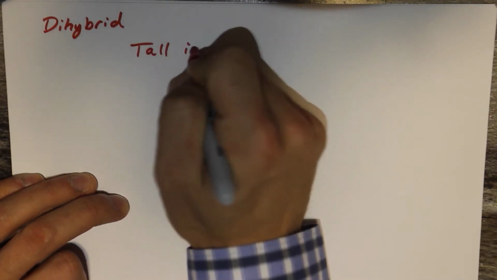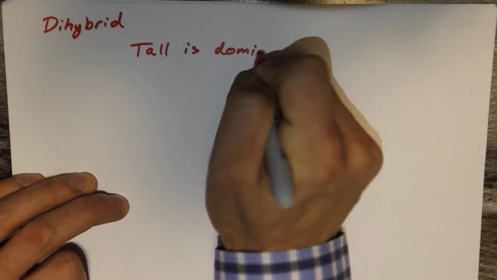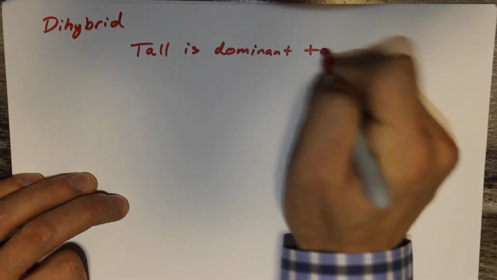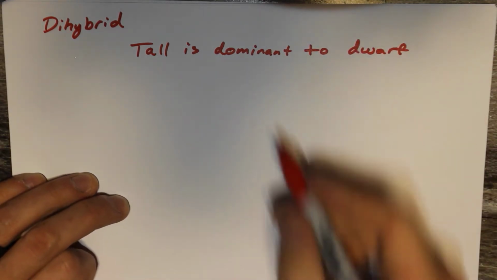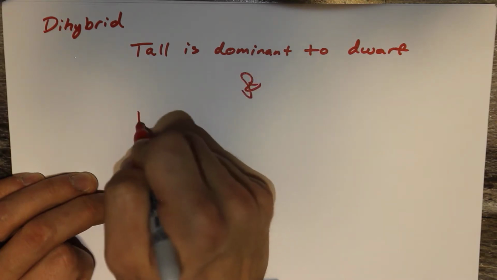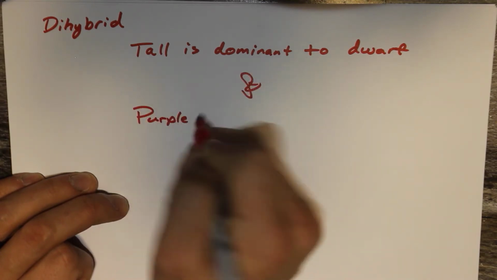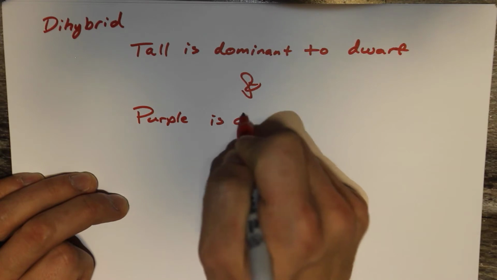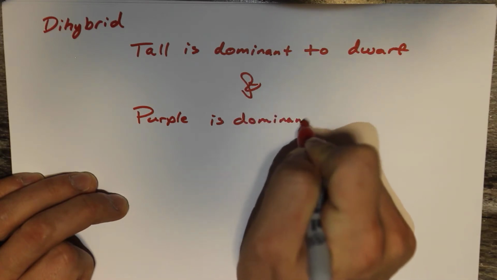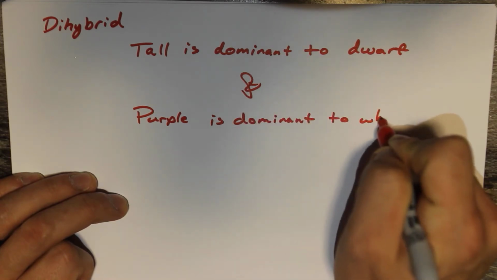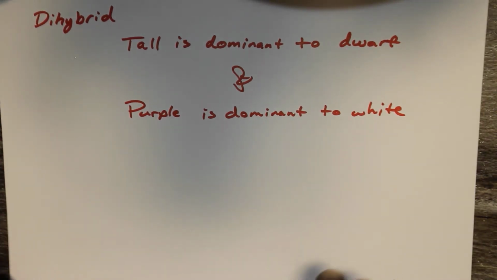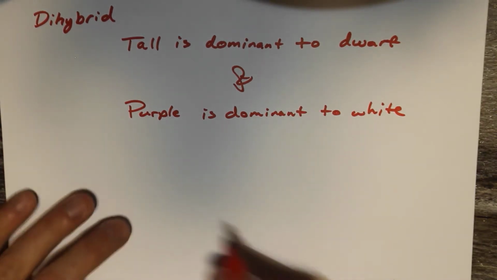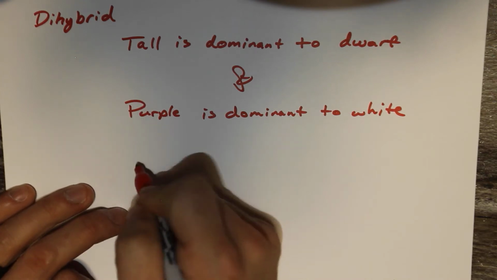Tall is dominant to dwarf. So that'll be one characteristic of the plant, and we'll say the other one is purple is dominant to white. Okay, so first part, we have our traits. We know which one is dominant. We know which one is recessive for each of them.